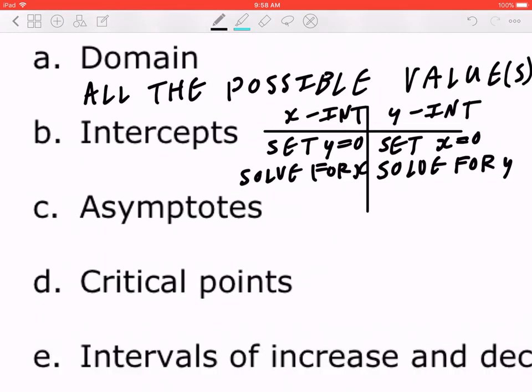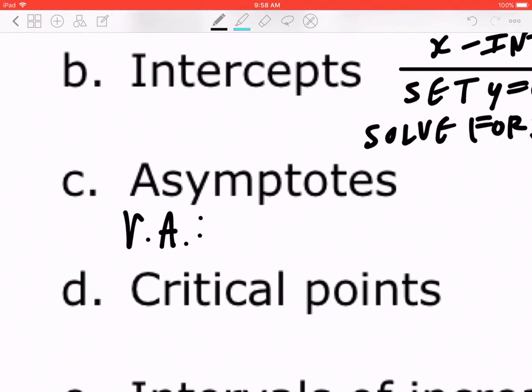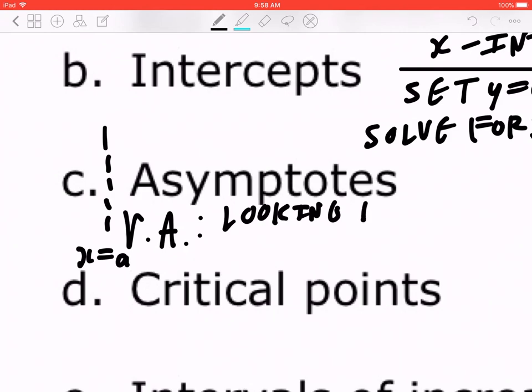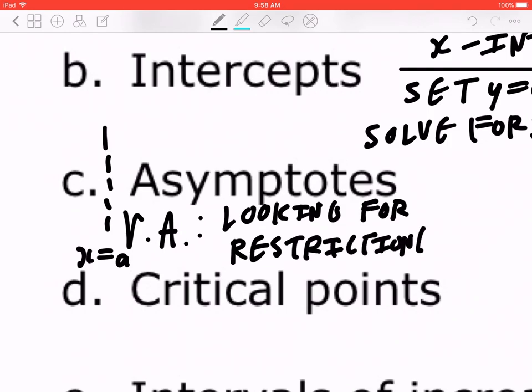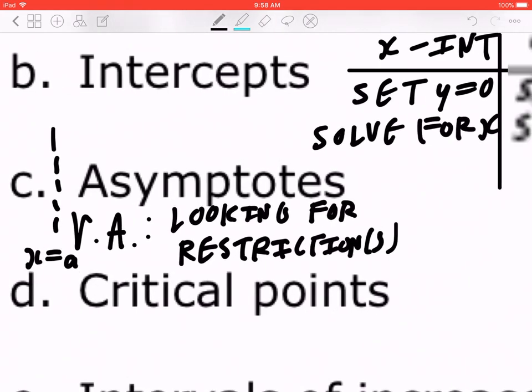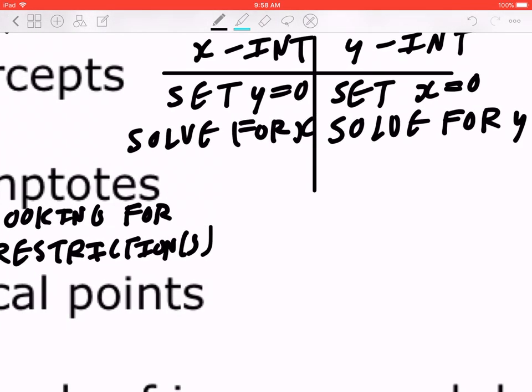Now, if you look at part C, asymptotes, the first type are called vertical asymptotes, which looks something like that. You're basically looking for the restriction or restrictions. It depends on what you have as the function. So again, whatever x cannot be, that becomes the vertical asymptote. Now likewise, to find the horizontal asymptote and the oblique asymptote, let's give you a function.